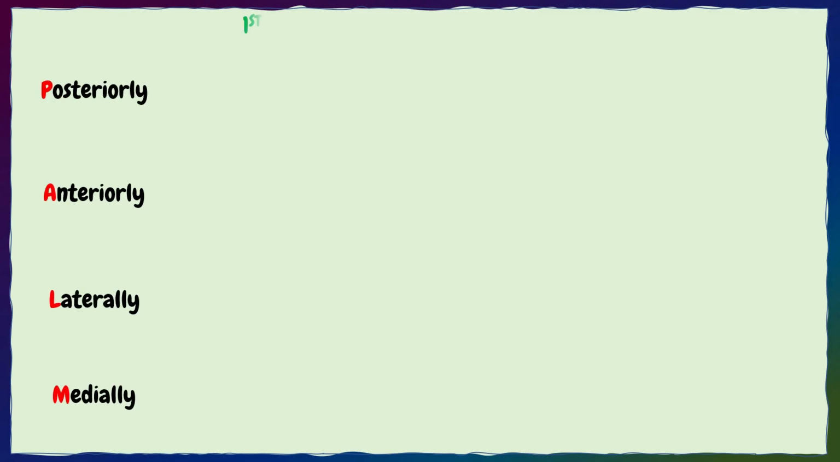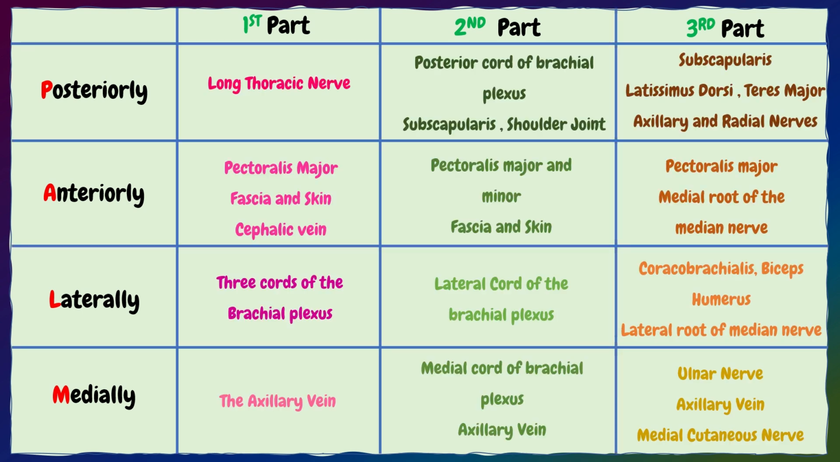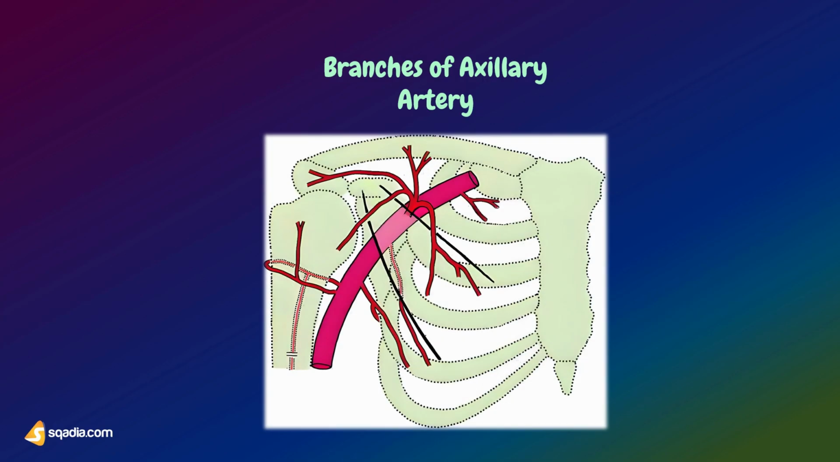That concludes the relations of the axillary artery with surrounding anatomical structures. You can review them once again with the help of this table. Now let's talk about the branches of the axillary artery.